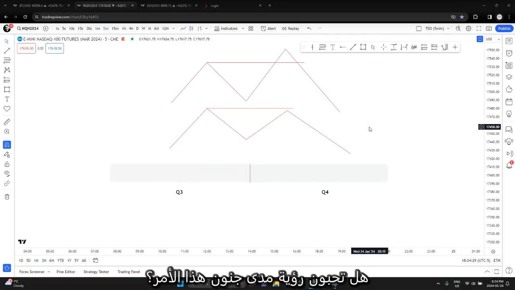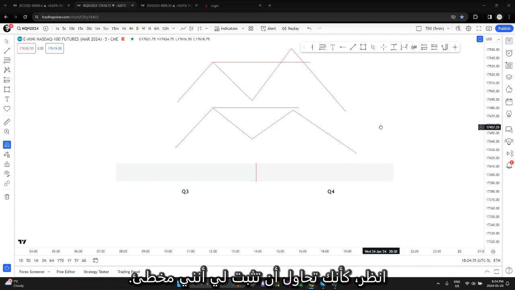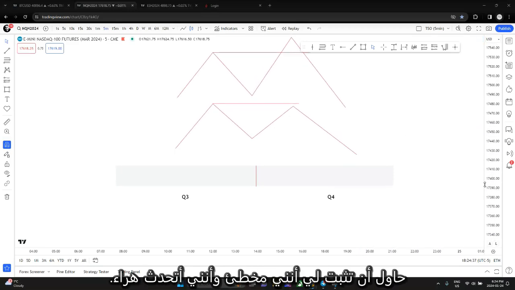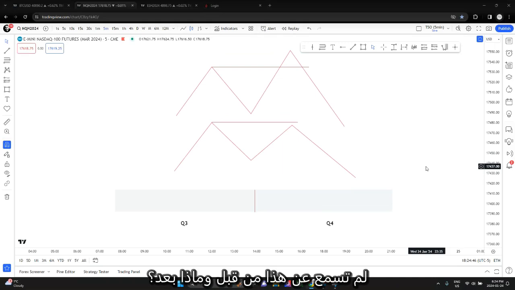Do you guys see how this is crazy? Go in your charts. Look, try to prove me wrong. Try to prove me wrong that I'm talking bullshit. Try to not find this working. Right? Completely time-based. You've never heard about this. And what else? This would not be possible without quarterly theory. It would not be possible. It wouldn't exist.